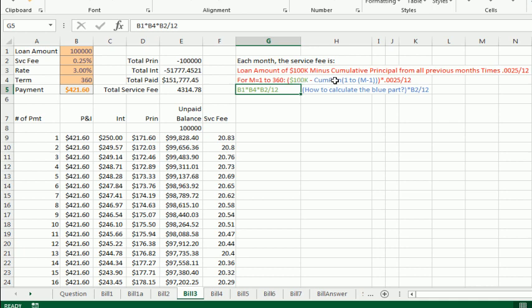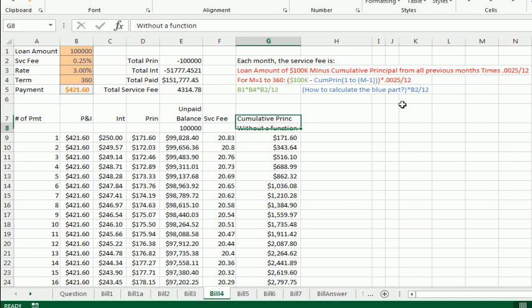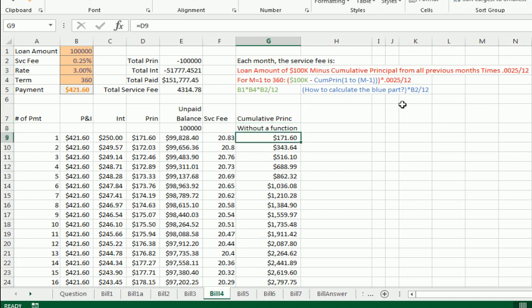It's the blue part. How can I calculate the cumulative principal from all of the previous months? And so my first attack here was just doing it without a function, incredibly easy, where in the first month, it's the answer from column D, which is the P payment, like that. And then each month I'm just adding the previous cumulative principal plus this month's cumulative principal all the way down. All right, so that's just the straight math.